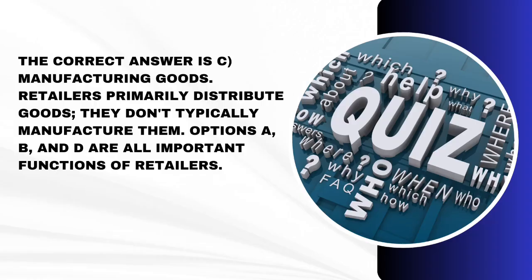The correct answer is option C. Let me explain. Manufacturing goods. Retailers primarily distribute goods. They don't typically manufacture them. Options A, B, and D are all important functions of a retailer.